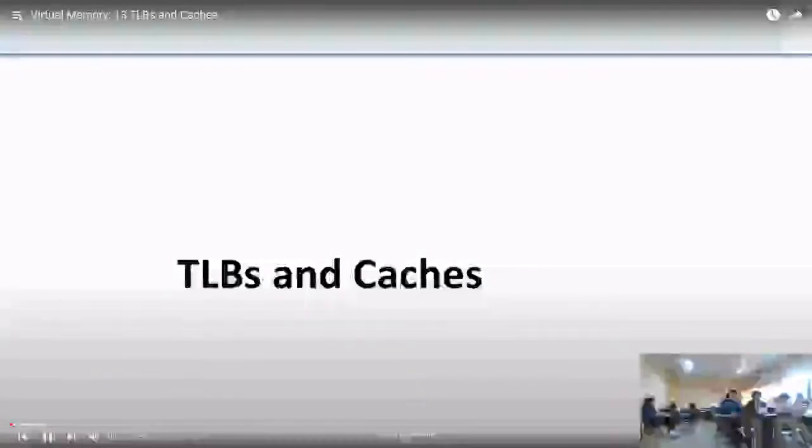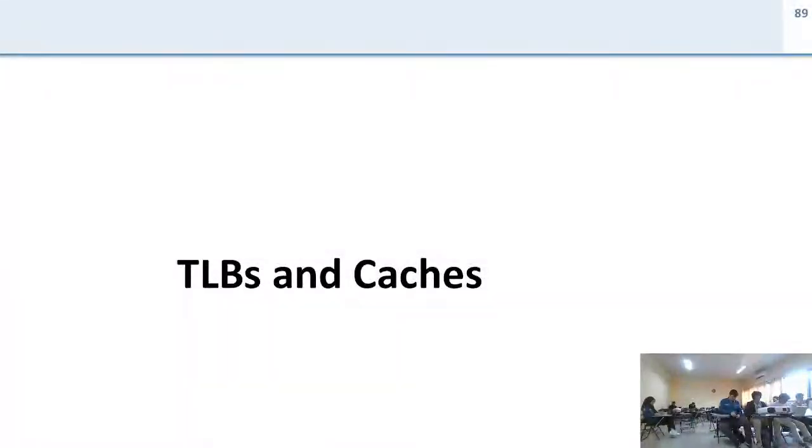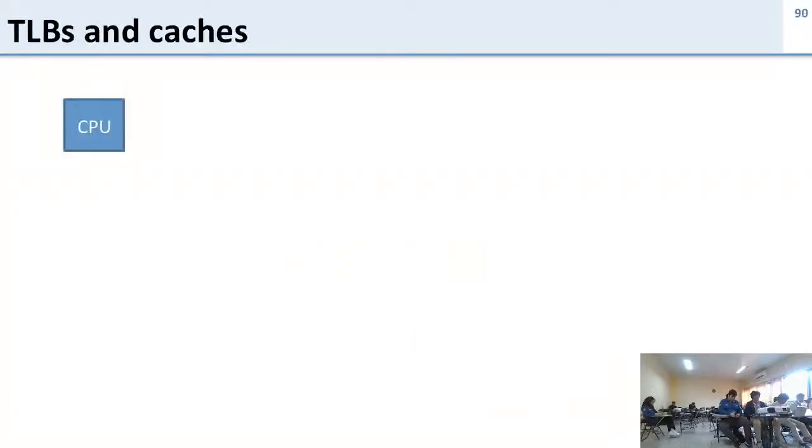Now let's see how TLBs and caches interact. Since they both have to do with accessing data and addresses, they've got to be pretty tightly coupled. So there are basically two ways that we can put TLBs and caches together. We have our CPU generates a virtual address.